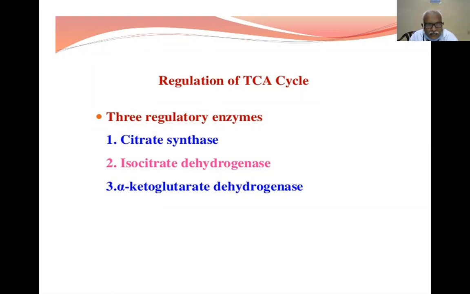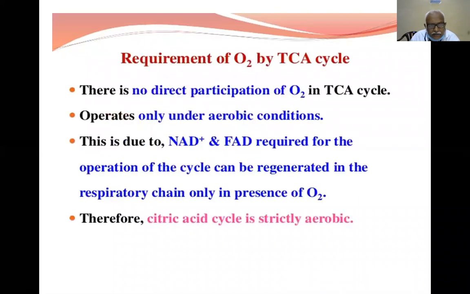Only these things we ask in the examination. Not complicated, not confusing questions. So the 3 regulatory enzymes that regulate the TCA cycle are citrate synthase, isocitrate dehydrogenase, alpha-ketoglutarate dehydrogenase. You just read once, you can make it up in your brain.